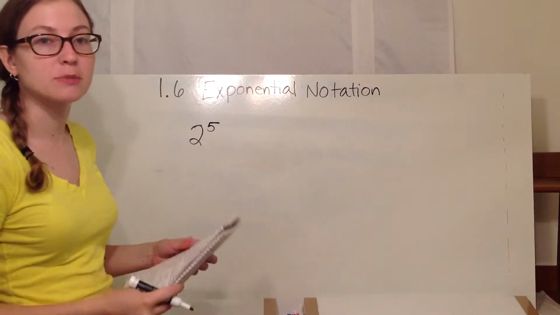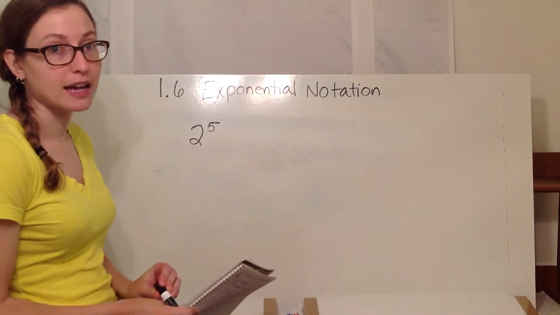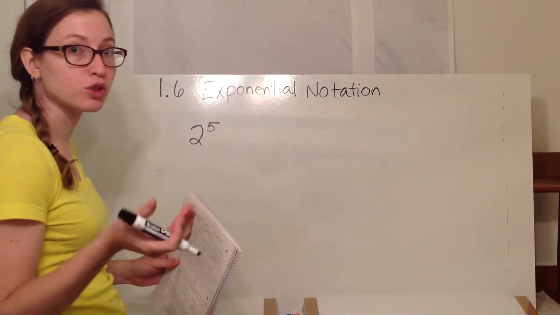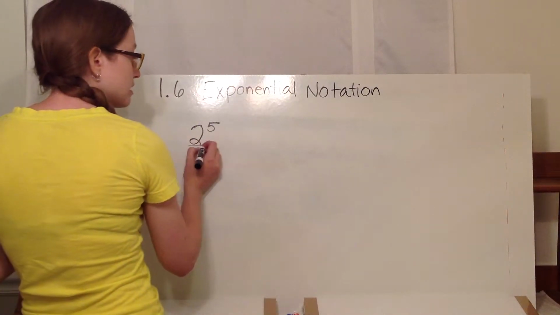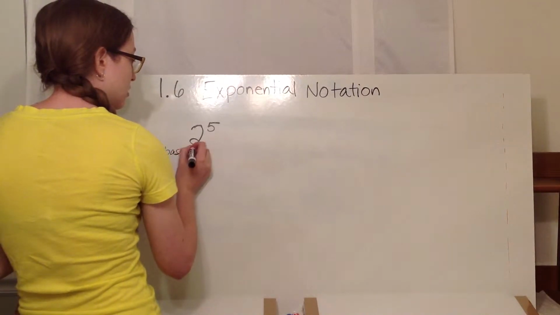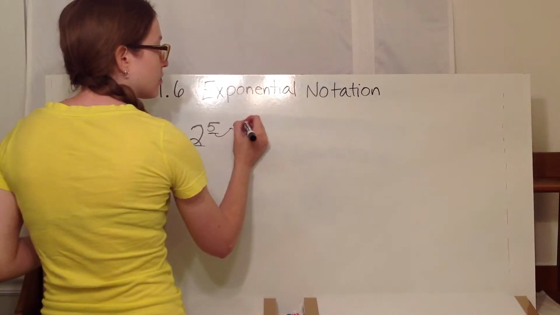This is written in exponential notation. This has a base of 2 and an exponent of 5. It's really important to be able to differentiate between those two terms. So the base is 2 and the exponent is 5.